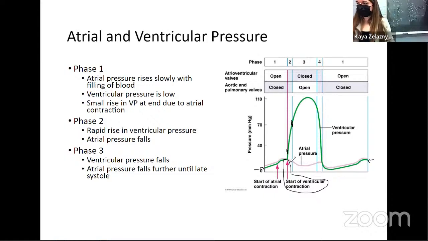The atrial pressure here is falling because the atria have just squeezed out their blood into the ventricles and they're now relaxing. So they're doing their own kind of little cycle there. So that's what's going on with the atria.